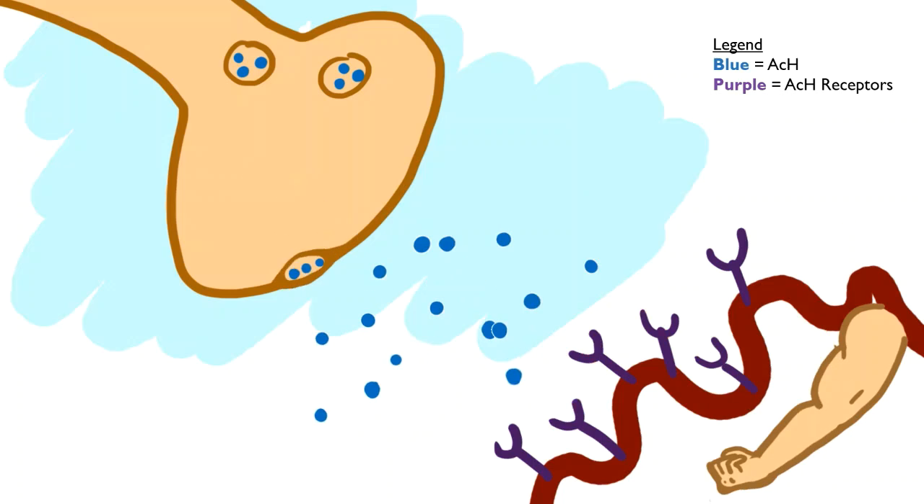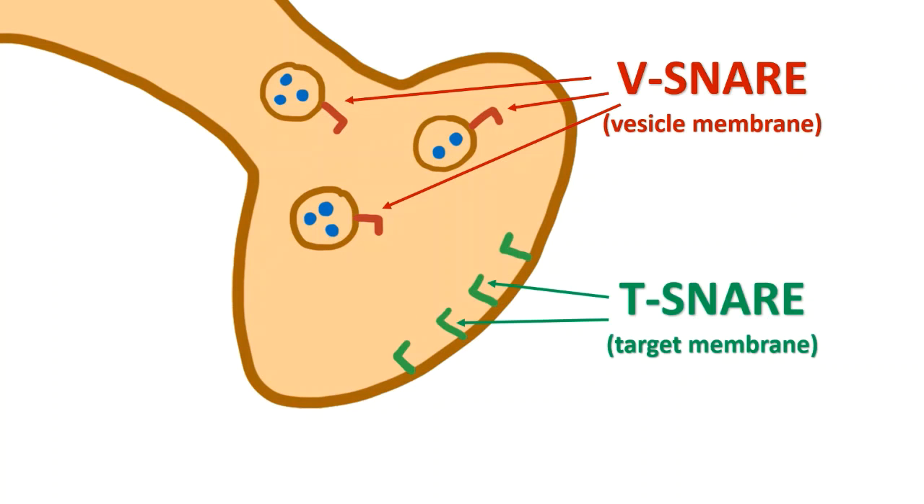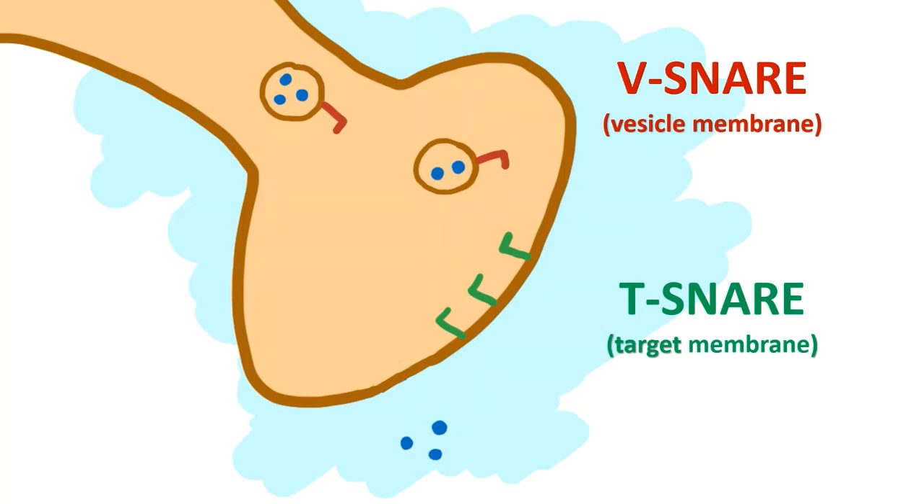Now let's look back at the motor neuron that releases the ACH. What makes the vesicle fuse to the membrane? The major player here is the snare protein complex. There are two parts, the V snare on the vesicle that wants to fuse and T snare on the target membrane. In this case, the target membrane is the cell membrane of the motor neuron. These two proteins interact to dock the vesicles and initiate fusion, which releases the vesicle's contents outside the cell.